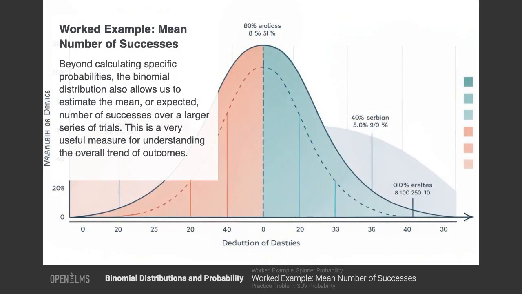Worked example: mean number of successes. Beyond calculating specific probabilities, the binomial distribution also allows us to estimate the mean, or expected, number of successes over a larger series of trials. This is a very useful measure for understanding the overall trend of outcomes.